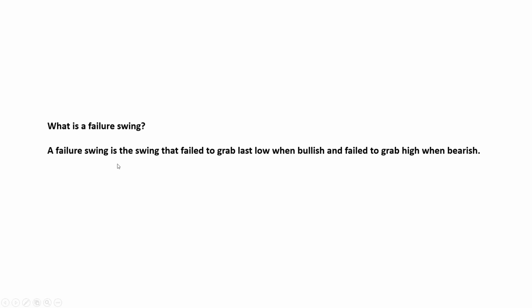A failure swing is the swing that failed to grab the last low when bullish. अगर हम लोग बाय प्रोग्राम देख रहे हैं, अगर हम लोग बुलिश मूव देख रहे हैं, तो जो लेफ्ट साइड है, फॉर एग्जांपल लेट्स से मार्केट कुछ इस टाइप से आया होगा, ठीक है? And let's say हम लोग हायर टाइम फ्रेम लेवल हिट किए, फॉर एग्जांपल यहाँ पे कोई की लेवल था, हम लोग यहाँ पे हिट किए. So if we are bullish, we want to see a failure swing that failed to grab the last low.